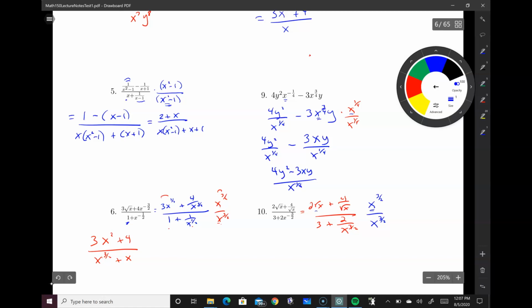So multiplying this times this gives me 2x squared. This to this gives me 4x. And this distributed here, 3x to the 3 halves. And then this to this just gives me a plus 2.